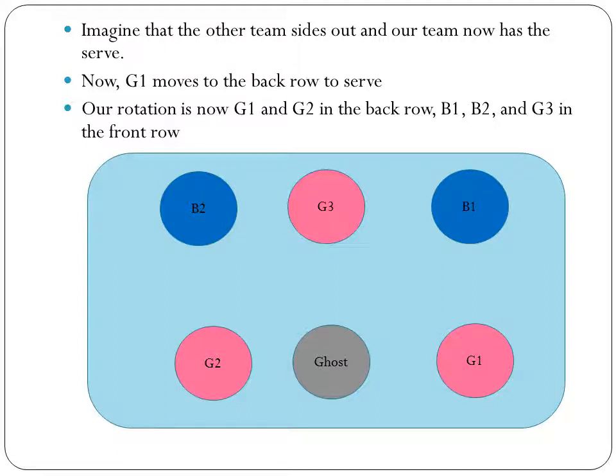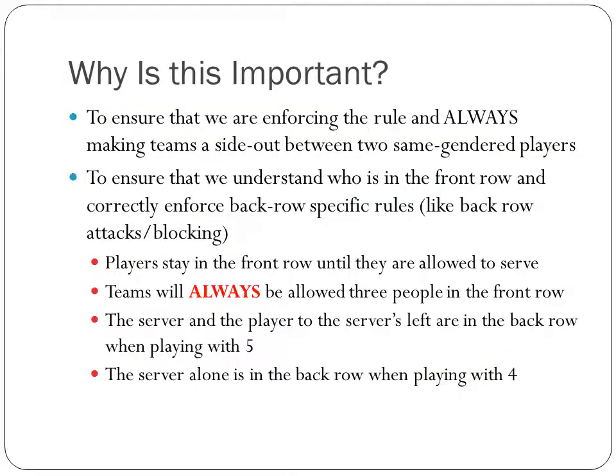Now imagine that the other team sides out, so now we get the point back and we have the serve. Now is when G1 finally moves to the back row to serve. Now that she's come back to serve, she's in the back row. Our rotation is now G1 and G2 in the back row, and B1, B2, and G3 in the front row. So this completes the full rotation between the 2 same-gendered players. Now we just continue in rotation until we get back to the ghost player and repeat it all again.